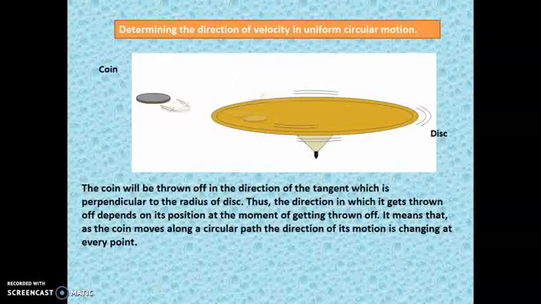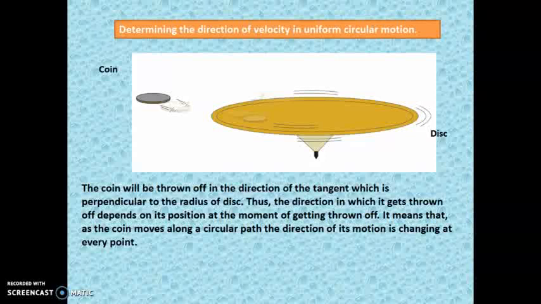Now how can you determine the direction of velocity in circular motion? As I told you, for a circle there is no specific direction as such, but still we can determine the direction of velocity. So, a small activity: you can see a circular disc is moving and a coin is kept on it. As the disc starts moving, you will see that the coin is thrown off in a specific direction. Now, which direction is that?